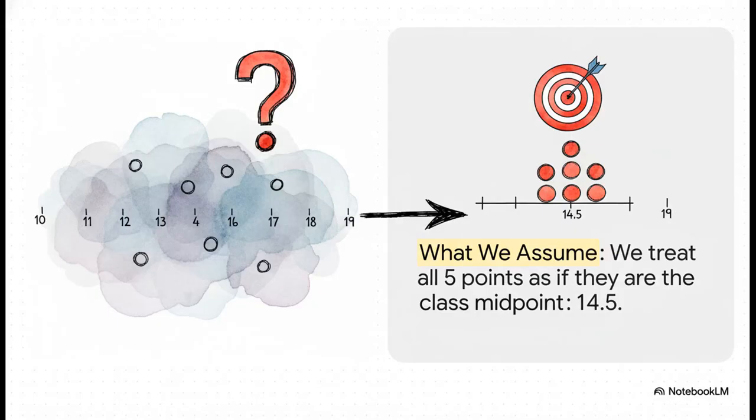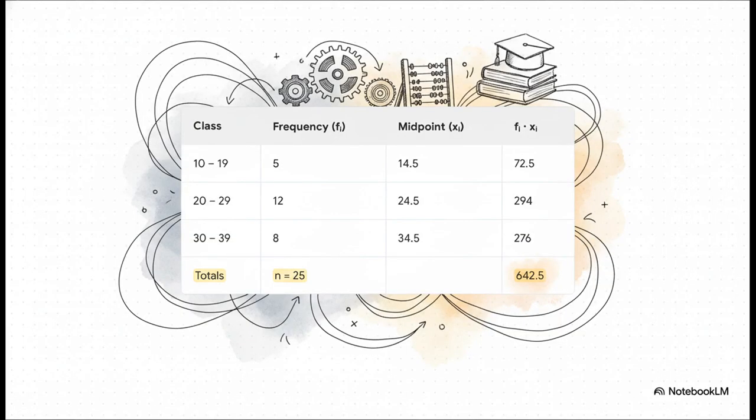And the solution is to make a really smart assumption. We use the midpoint of the class. So for a group that goes from 10 to 19, our best guess for where the data clusters is right in the middle, 14.5. This whole idea, this midpoint assumption, is the absolute key to this entire process. So let's apply this. The frequency is now our weight, and the midpoint is our value. It's just like the GPA example. For that first class, we multiply its frequency, 5, by its midpoint, 14.5, to get 72.5. We just do that for every single row, and then we sum up those totals, exactly like we did before.